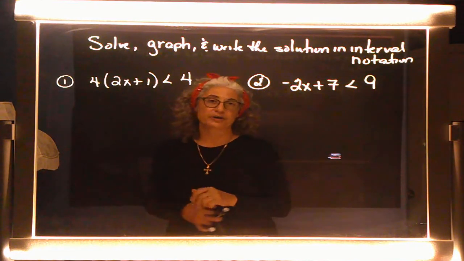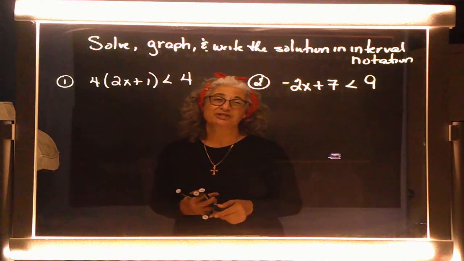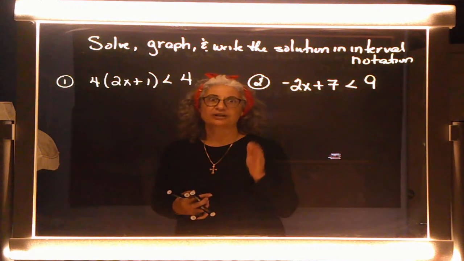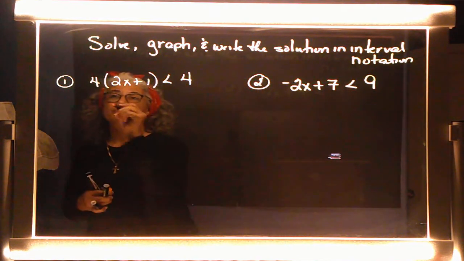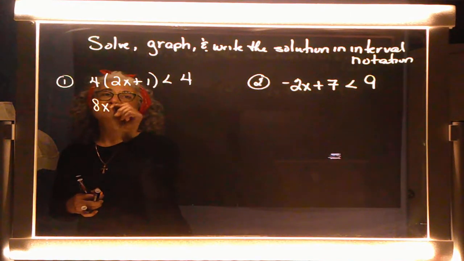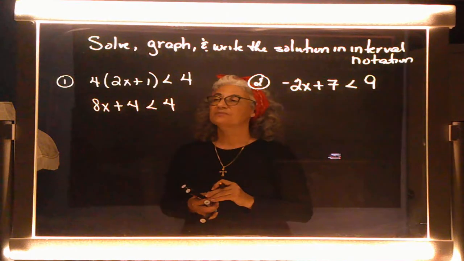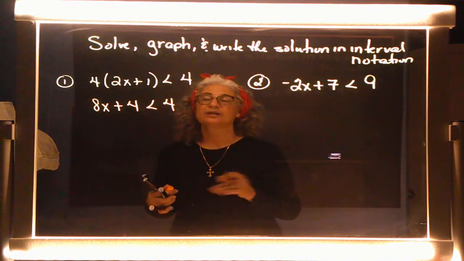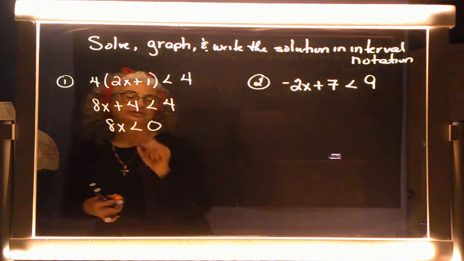So look at problem 1. You see parentheses there? Do you remember what I mentioned in a previous lecture? Yeah, what did I mention? Get rid of the parentheses. So what are we going to do first? Good, we're going to distribute. So I end up with 8x plus 4 is less than 4. Agreed? And now you got to get x by itself, so what are you going to do? Move the 4 over, so I end up with 8x less than 0.